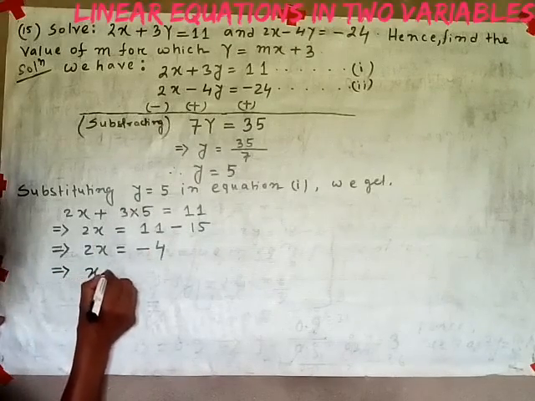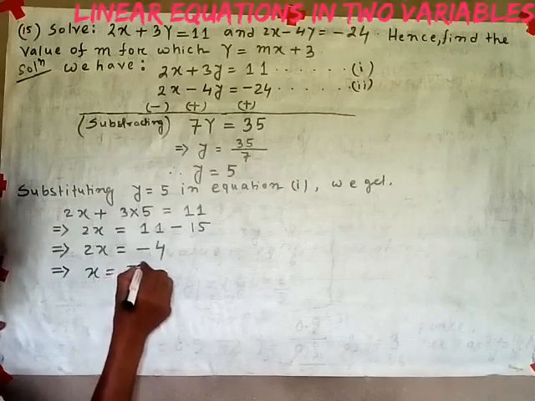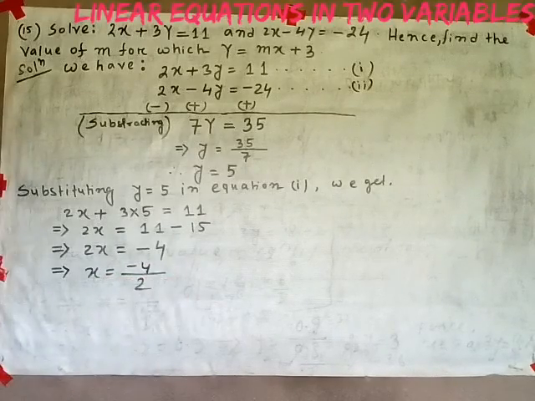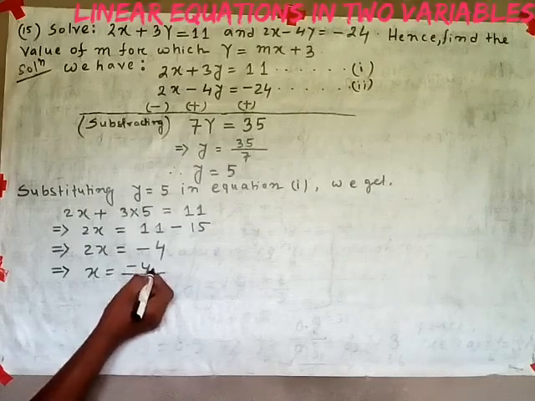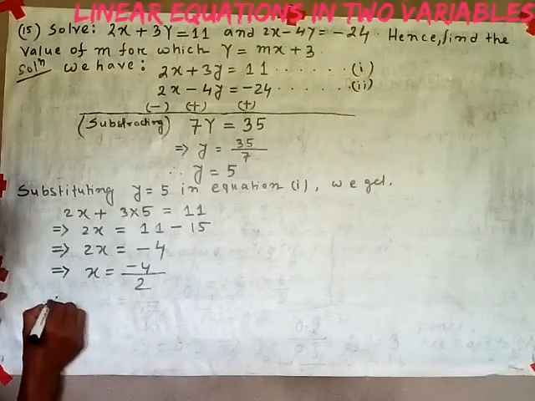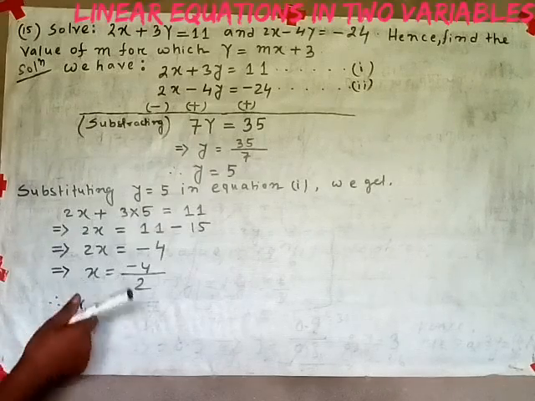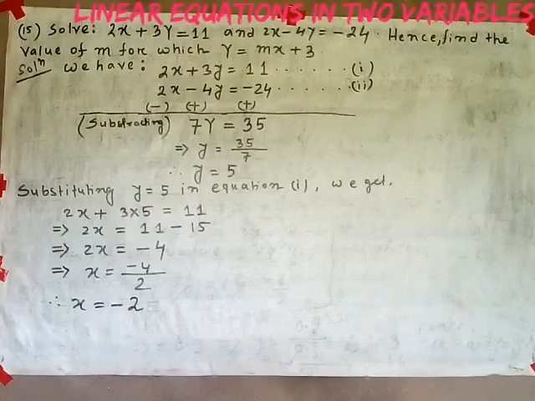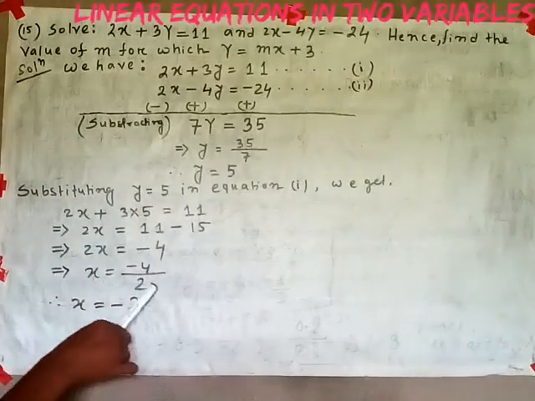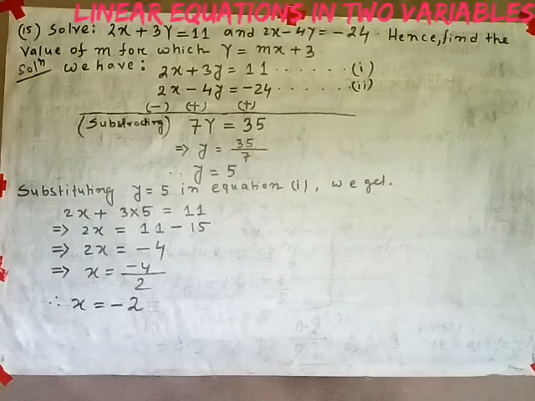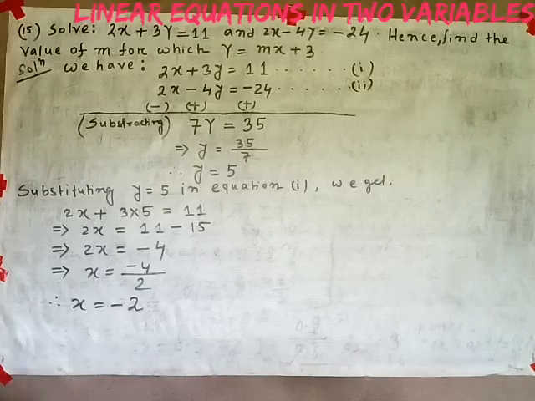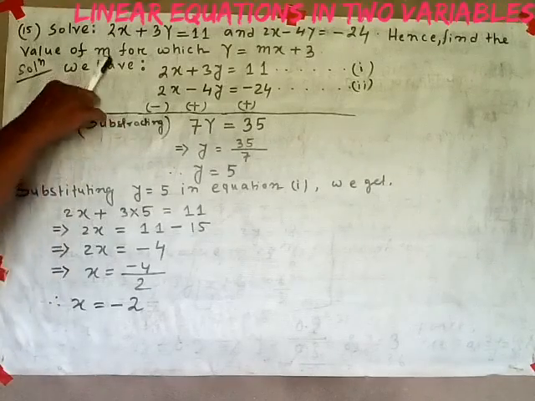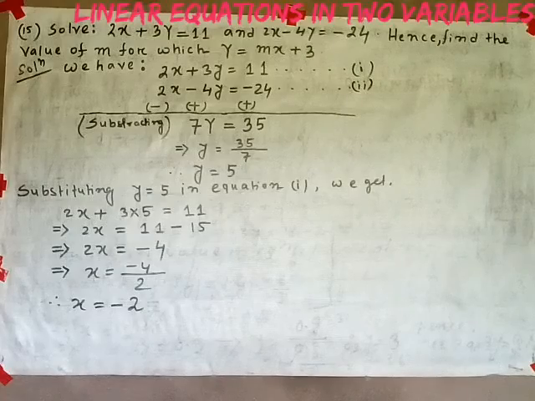2x, it means x equal to, 2 will come down, then minus 4 divided by 2. 2 2s are 4, it means the result is 2. But there is a minus symbol, that's why minus 2. Now we got x value is minus 2, y value is 5. Now according to the question, we have to find the value of m.